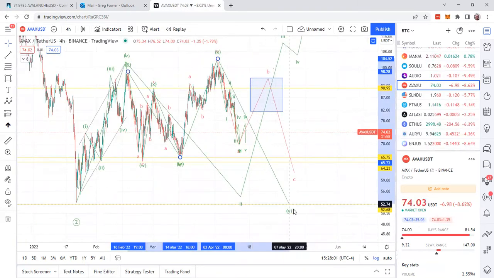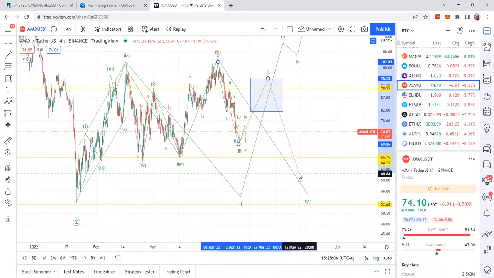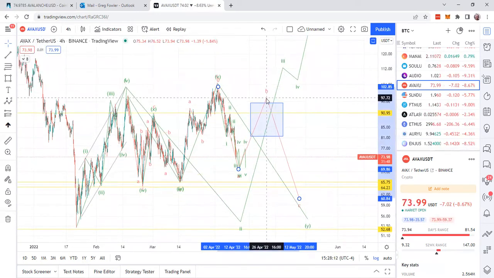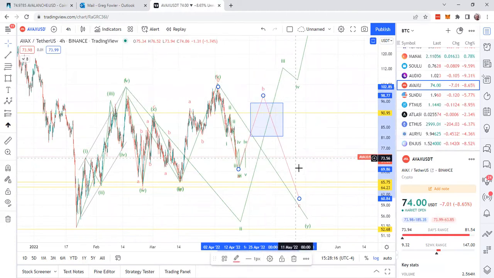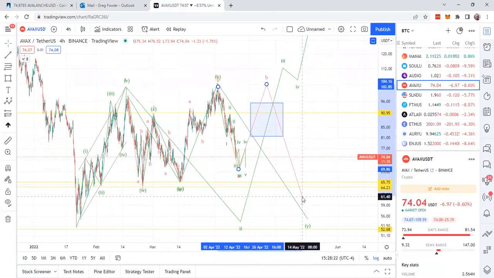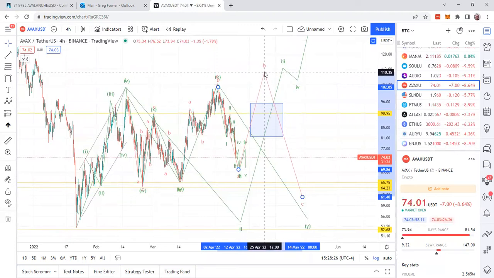So it needs to complete this Y leg. And this can be a flat too. This can turn into an expanded flat, just to let you guys know. This is just an estimate. So if this B can go way up here like this, okay, and then the C leg can whip down like that. It's called an expanded flat, and they're very common in crypto. And I wouldn't be surprised if AVAX did something like that.